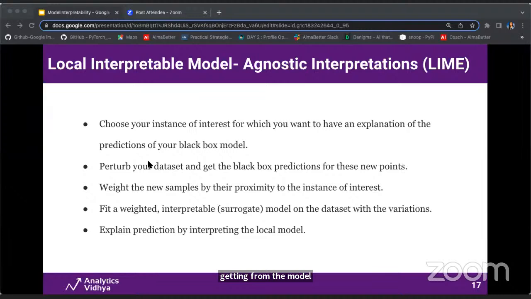So we have steps here as well, a little bit changed. First, we choose the instance where we want to have an explanation of the prediction of our black box model, which we have created. Then we change the data set a little and get the black box predictions. Then we weight the new samples with the help of distance. Then of course we fit a weighted interpretable surrogate model, and then we explain the predictions that we have from these local models.